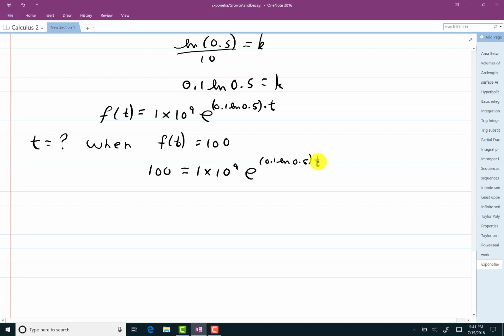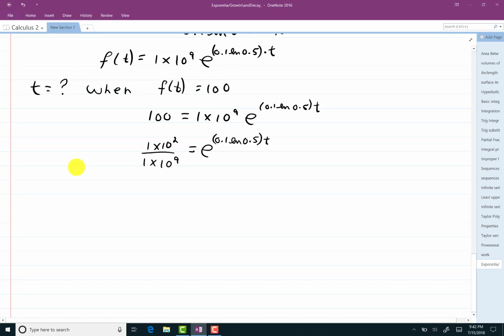And I'm going to try to solve this equation for t. So the first thing you'd want to do is divide by that. So I have 100 over 1 times 10 to the 9th equals e to the 0.1 ln 0.5 times t. Now this side over here is interesting. Instead of the 100, if I thought of this as 1 times 10 to the 2, I will be left with 1 times 10 to the negative 7 equals e to the 0.1 ln 0.5 t.